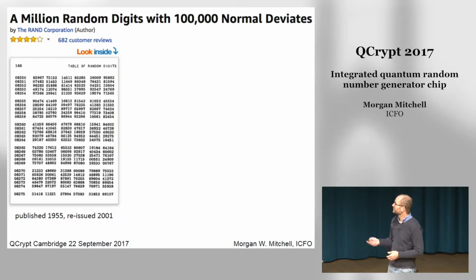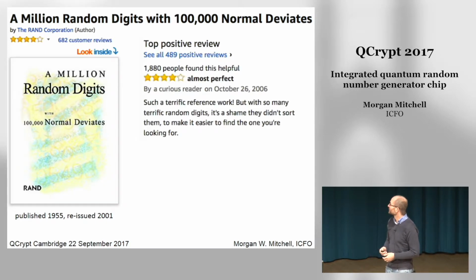And if you look at this on Amazon, you will see it's a very popular book. It has 682 customer reviews. And in fact, some of those are very interesting. So this is the top positive review. It's a terrific reference work. It has so many great random digits. It's a shame they didn't sort them so you could find the one that you're looking for.